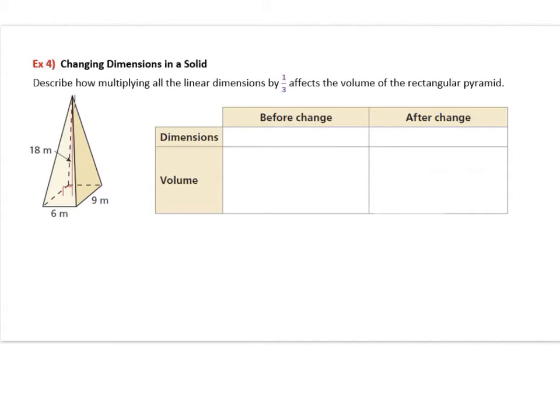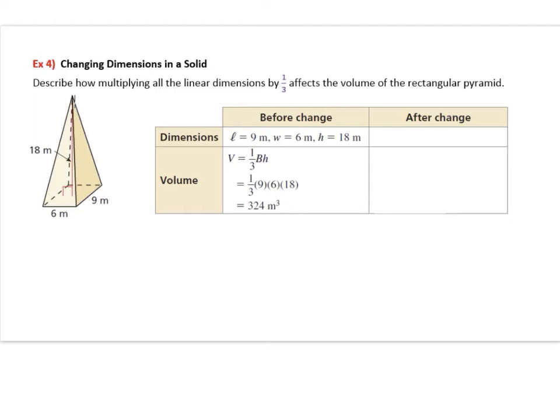Alright, so next we want to describe how multiplying all the linear dimensions by 1/3 affects the volume of the rectangular pyramid provided here. So of course, let's look at our before change values. We know that the length is 9 meters. The width of our base is 6 meters, and the height of the pyramid is 18 meters. So let's figure out our volume based on the before changes. So we know 1/3 times area of base is 9 times 6, and then our height is 18. So multiply all that together to get 324 cubic meters.